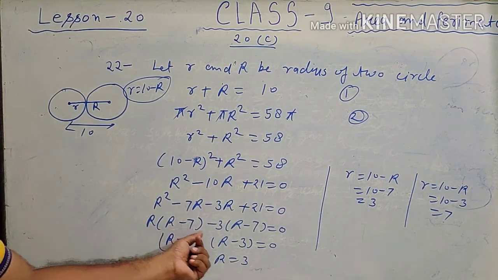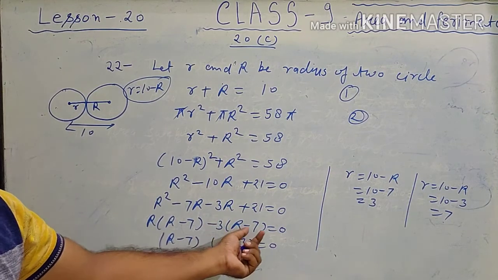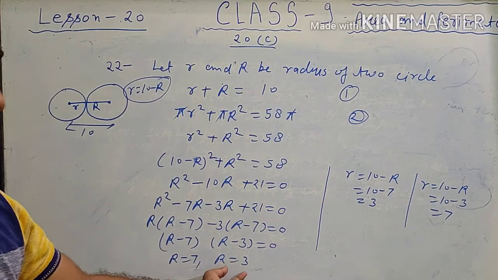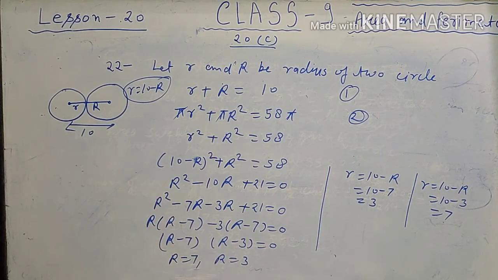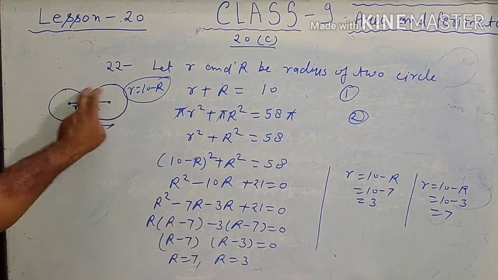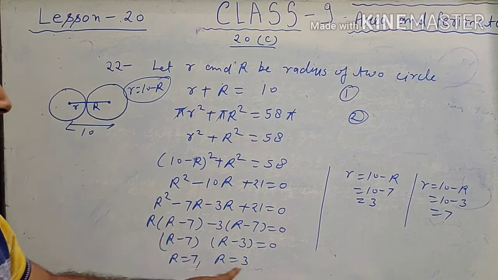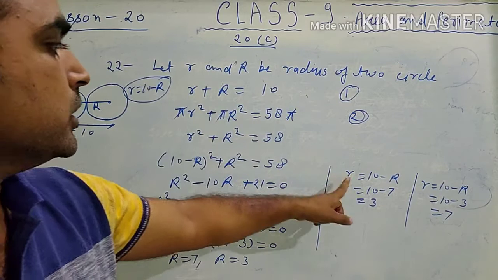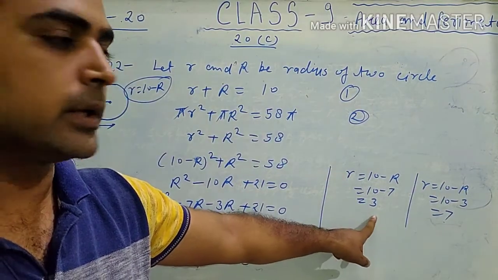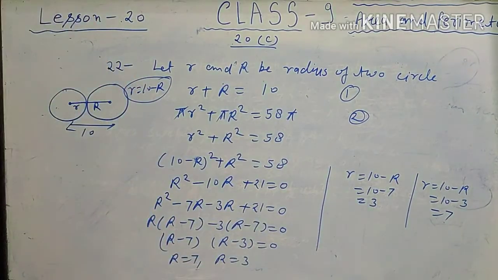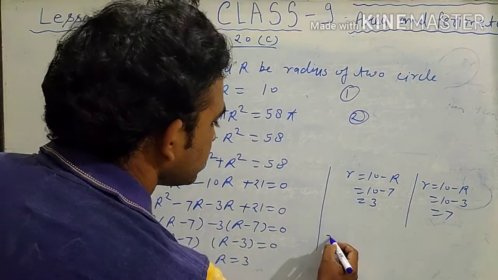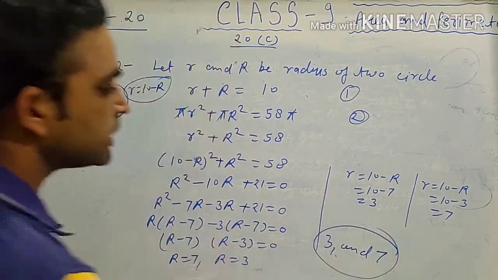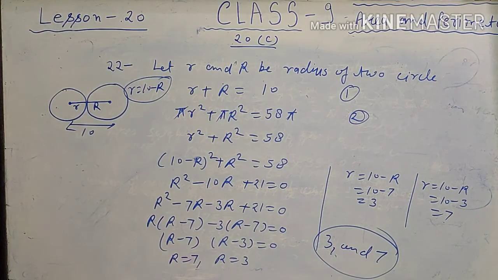Take R common, R minus 7. Take minus 3 common, so R minus 7 equals 0. So capital R is equal 7, capital R is equal 3. Two answers are there. Capital R, radius of this circle, 7 and 3. Now put the value of capital R in the first equation. So we get two values of small r, 3 and 7. Means your answer will be 3 and 7. Two answers are there, 3 and 7. Understand?